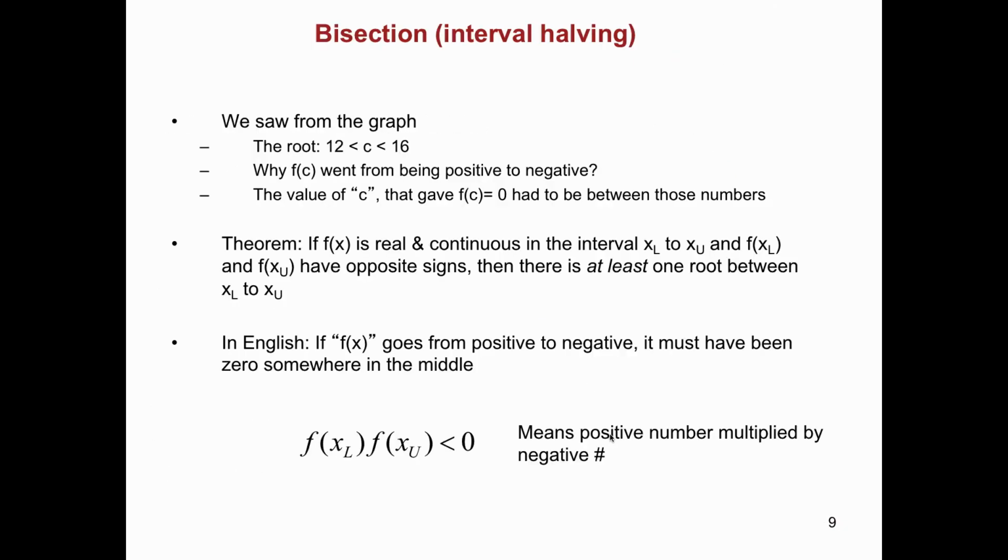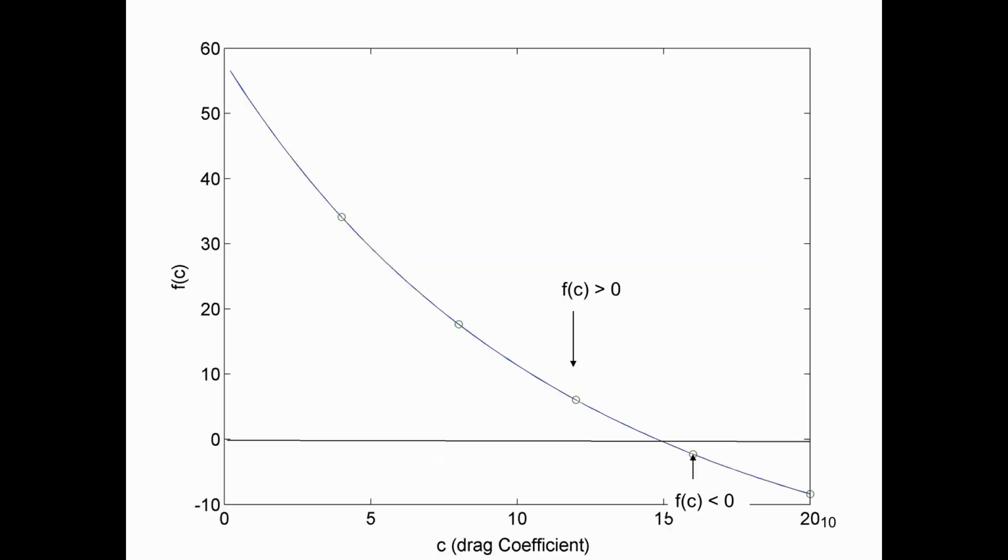So let's actually see this. Okay? So my test, basically, if I have a continuous function on some interval and I have a lower and upper limit of that interval, then if f of xl times f of xu is less than 0, I should be crossing a 0 somewhere in between, right? So let's formalize that.